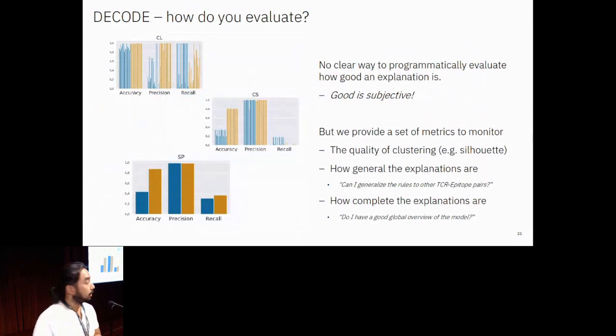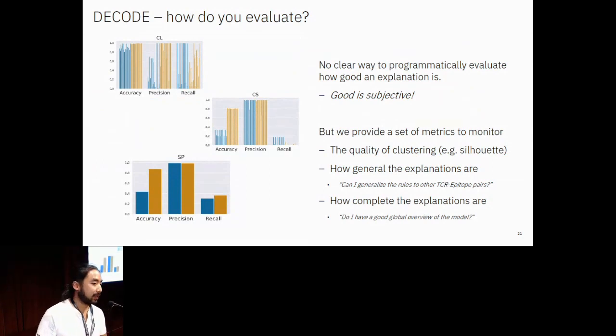So now the question is, we have a bunch of hyperparameters, a bunch of different results or explanations for our model. Then the question is, how good are these explanations, right? And the thing is that we don't know.